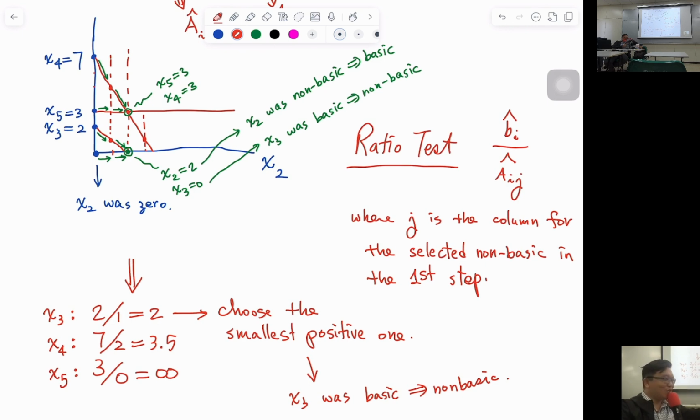Actually, when I was a student, when my advisor taught this part, he didn't draw the figure, and he just said, "Oh, let's do the ratio test and choose the smallest positive value," and magically, iteratively, you get a solution. He didn't draw the figure. In the past few years, I realized if I draw this figure, people can understand more easily. Okay. Now, what's next?